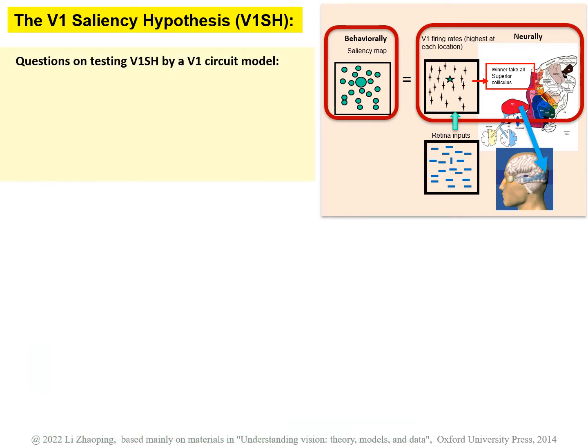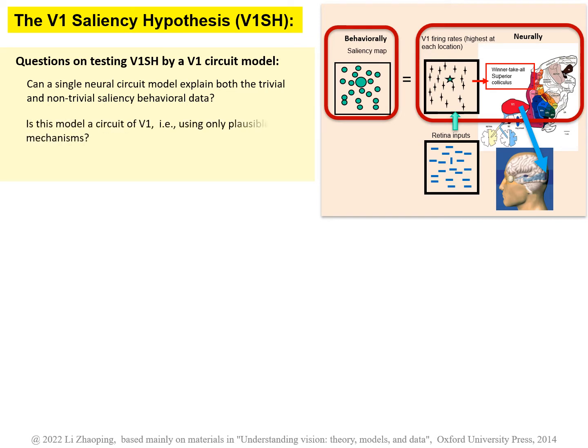So we can ask, can a single neural circuit model explain both the trivial and non-trivial saliency behavior? Is this model really a model of V1, using only plausible V1 mechanisms? Is this model well behaved, such that it will not have hallucinations?